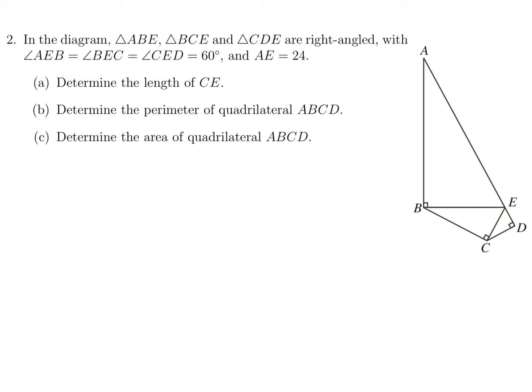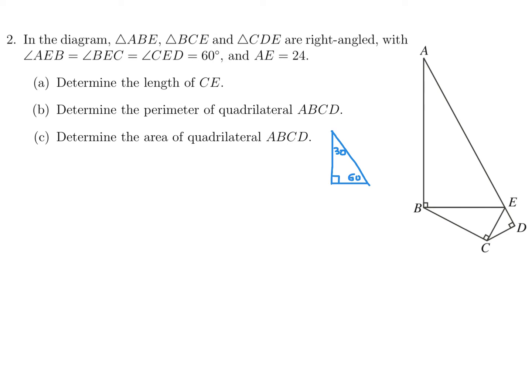Number 2, in the diagram, triangle ABE, BCE, and CDE are all right angled, with angle AEB, angle BEC, and angle CED equal to 60. AE is 24. Determine the length of CE. Well, the famous 30, 60, 90 triangle will be utilized throughout this question. Let's say this is 30 degrees and 60 degrees.